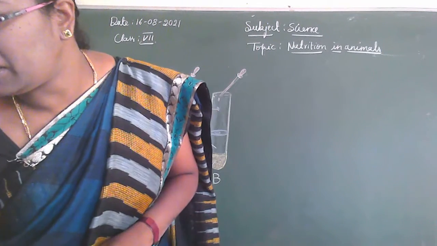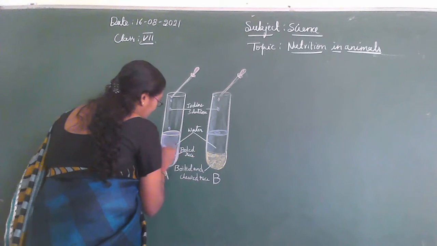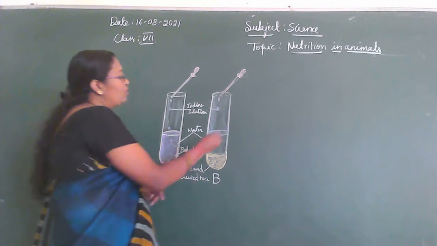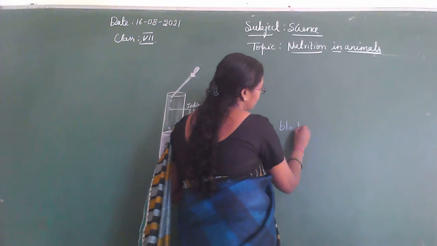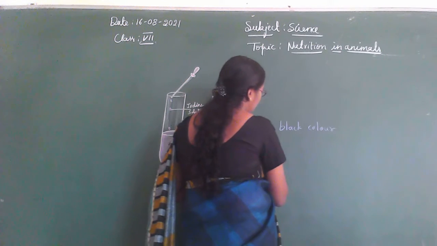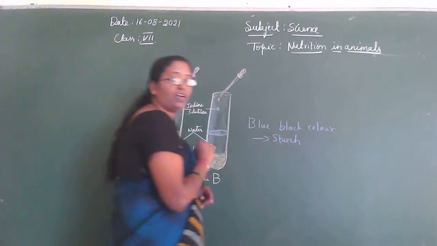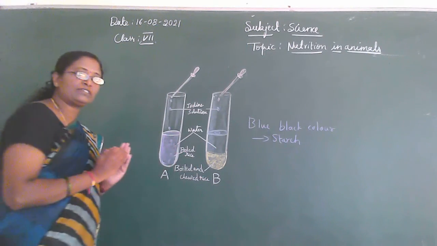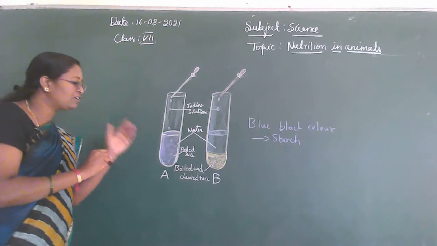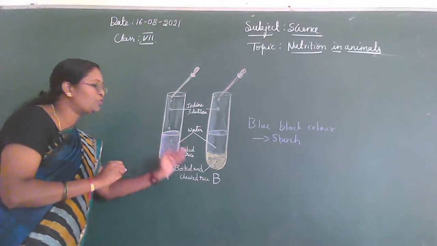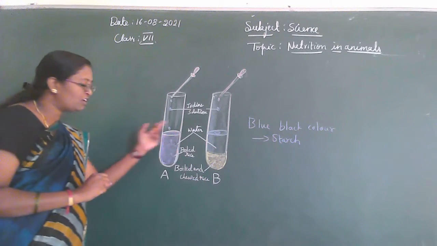So this indicates the presence of starch. Blue-black color indicates the presence of starch. Observe the first test tube. After 10 minutes, we can see the color change. The food color changed into blue-black color. So this indicates the presence of starch in the food.